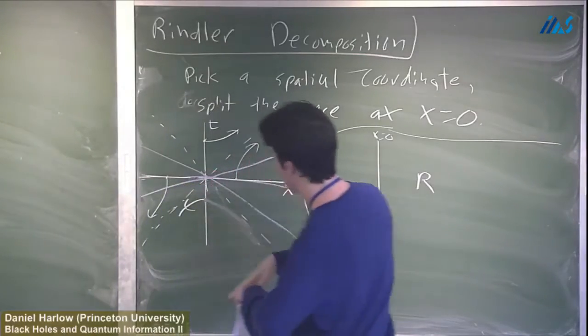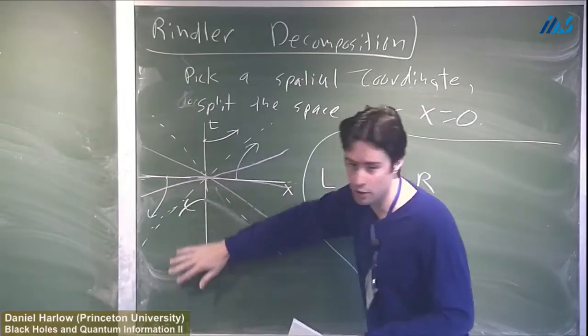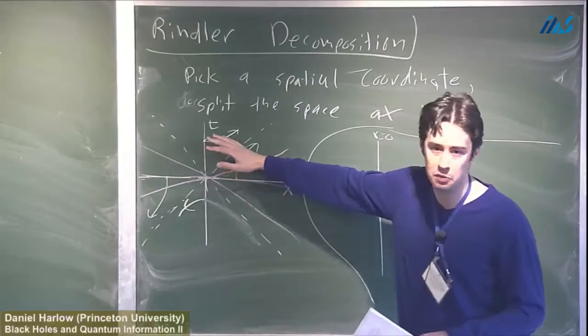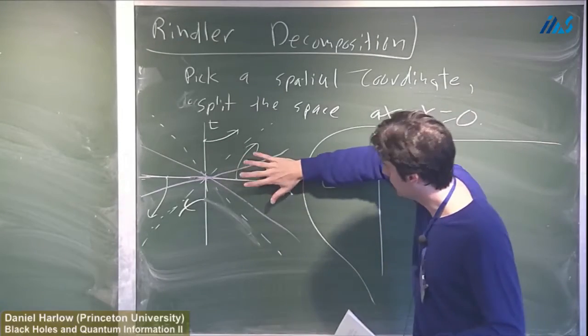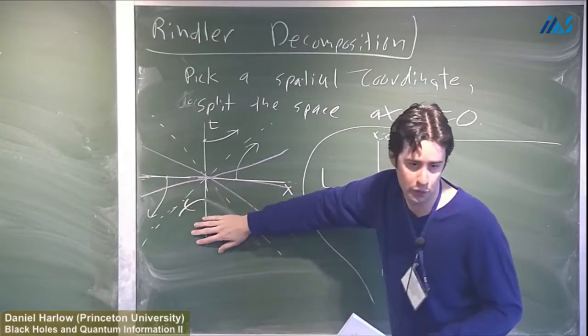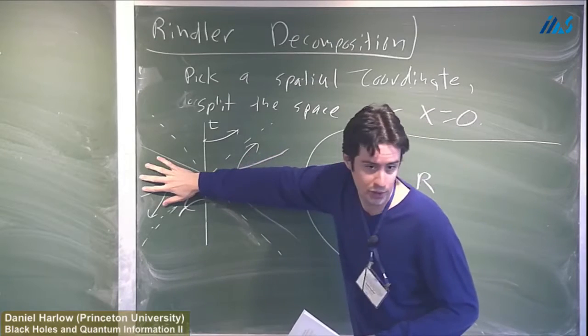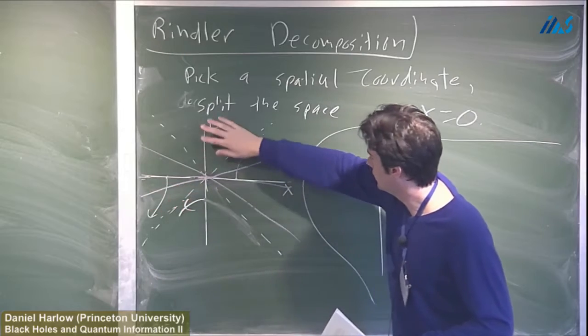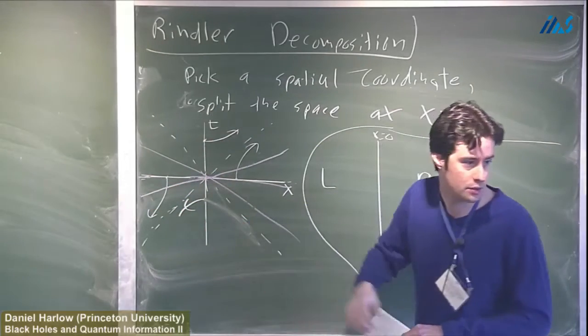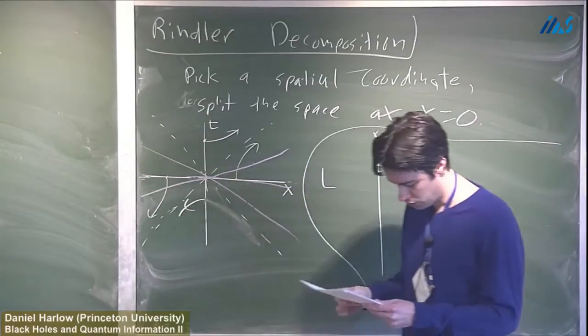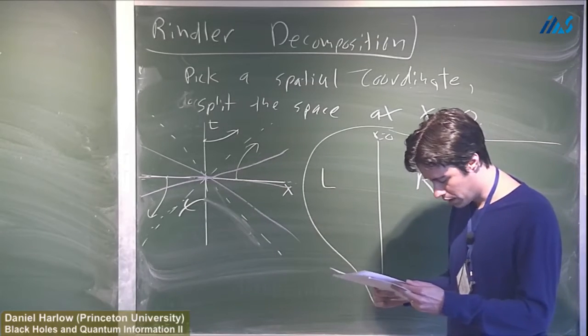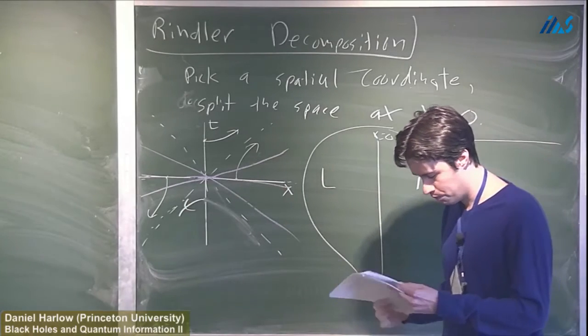So this decomposition, where I take ordinary Minkowski space, I look at the tx plane, where I just pick some x, and then I split it into these 4 wedges, is called the Rindler decomposition. This right wedge is the right Rindler wedge, the left one is the left Rindler wedge, and then this, I guess we can call the future and the past Rindler wedges.